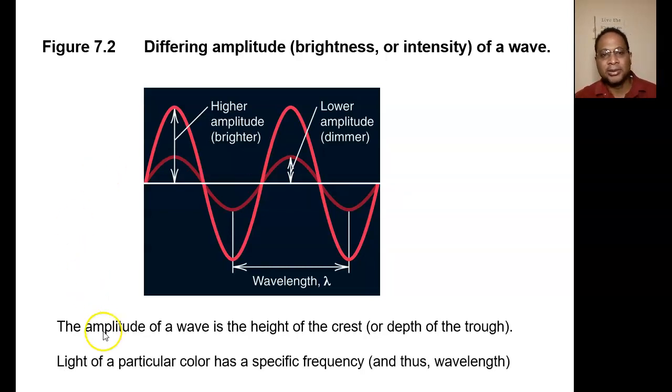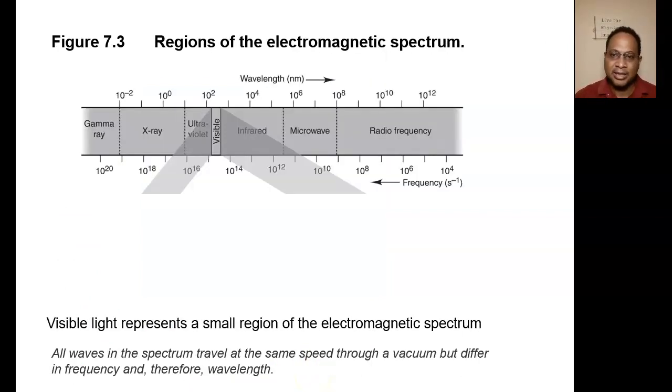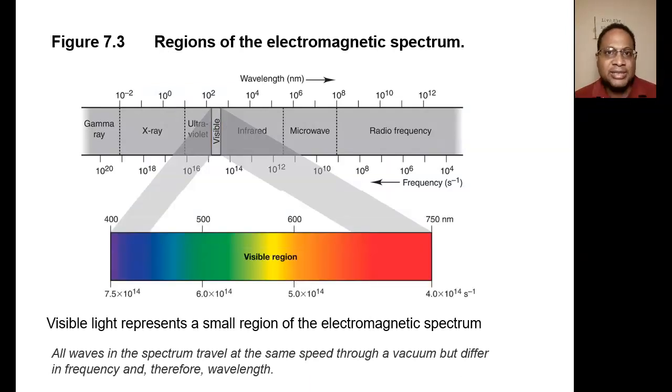All right, so light of a particular color has a specific frequency and thus a specific wavelength. So let's look at regions of the electromagnetic spectrum. The electromagnetic spectrum is made up of different types of rays. From left to right, we have gamma rays, x-rays, ultraviolet rays, visible, infrared rays, microwaves, and radio frequency waves, right? If you look at the top, you'll notice that the wavelength increases from left to right, whereas the frequency is the opposite. The frequency increases from right to left.